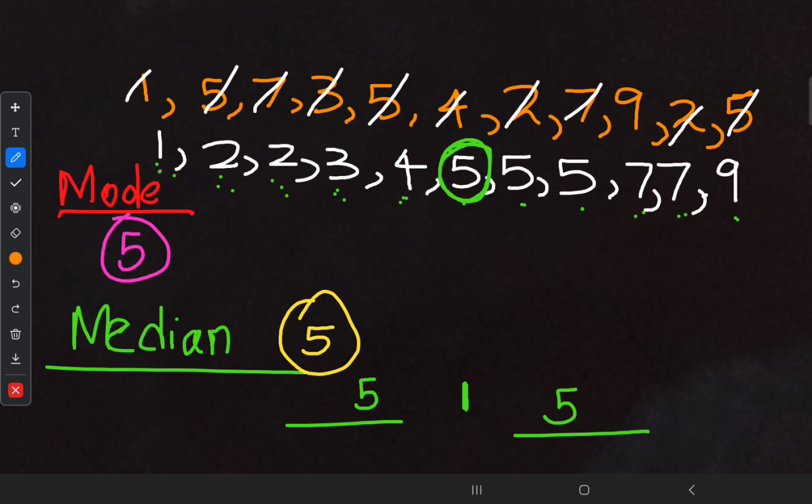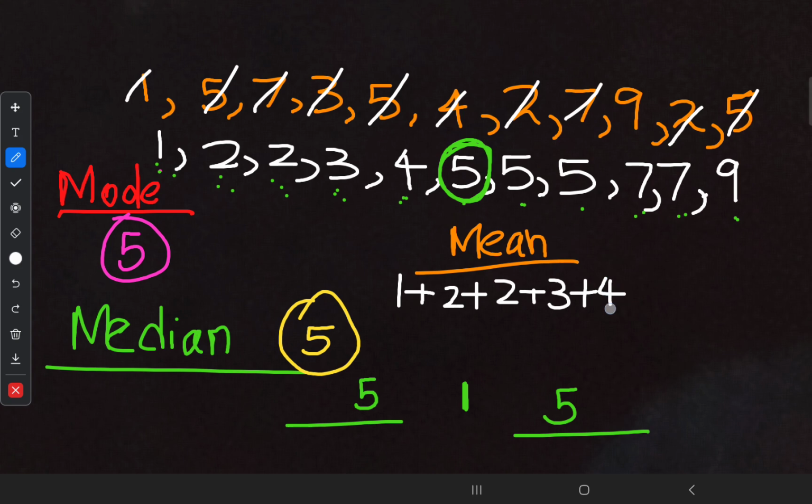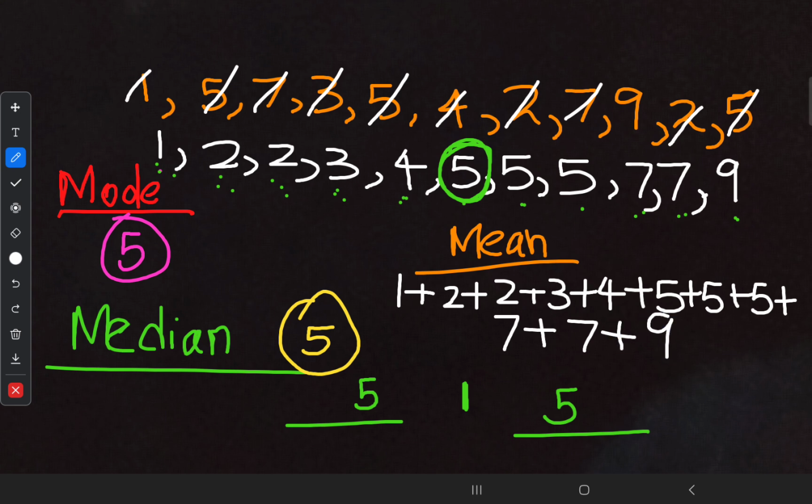Then the next thing, that's a new thing, that is our mean. To find the mean, what we need to do is add up all the data. There are 11 data given. Now you have to add all of them. That means 1 plus 2 plus 2 plus 3 plus 4 plus 5 plus 5 plus 5, then plus 7 plus 7 plus 9. You should add all the data.